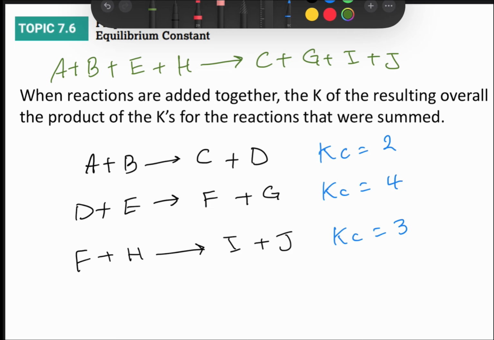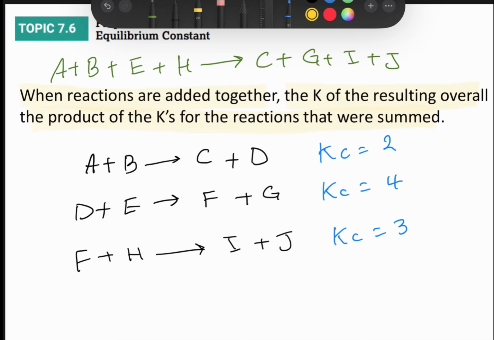So we covered 2 rules in the previous video. We start with the third rule, which is all about when reactions are added together, the K of the resulting overall reaction is the product of the K's for the reactions that were summed. So what does this mean at that point?